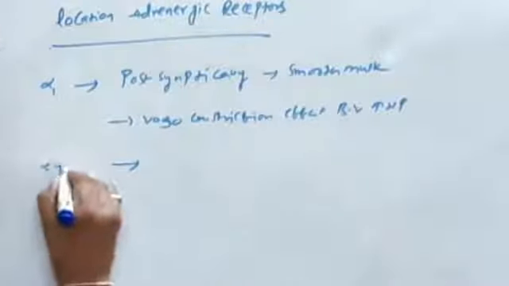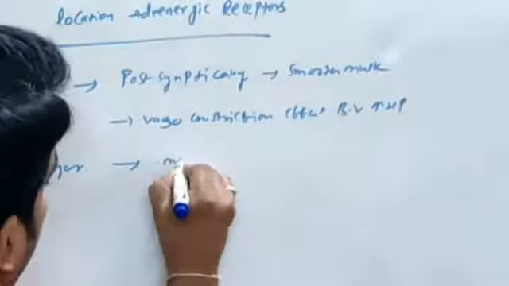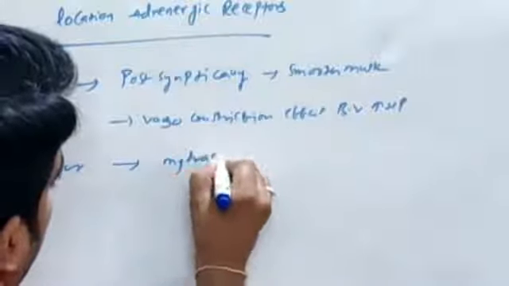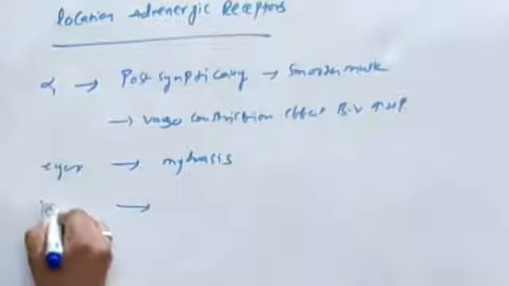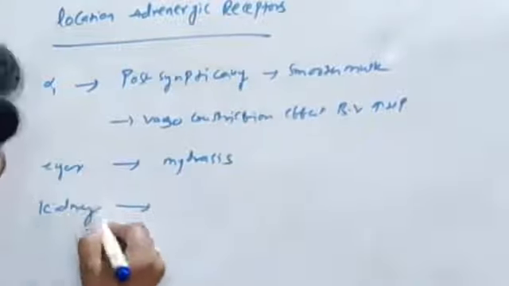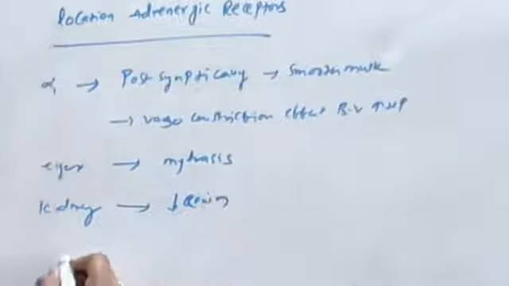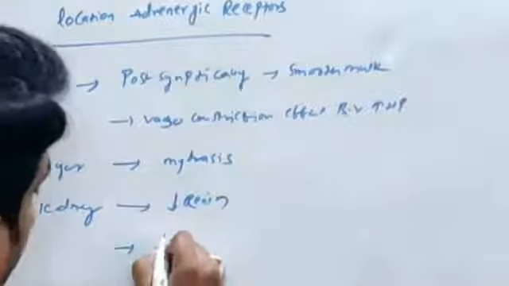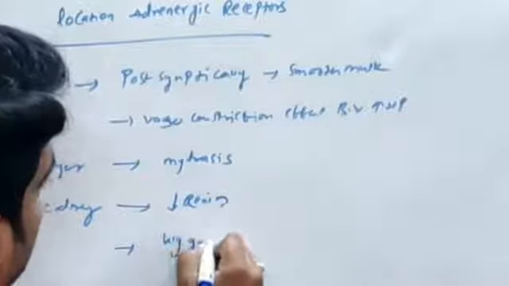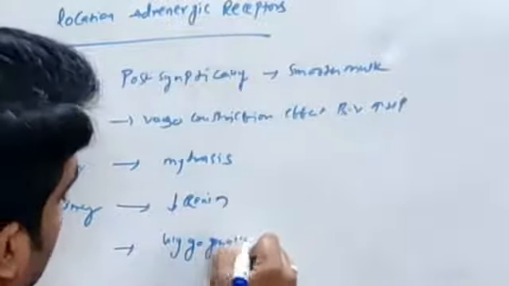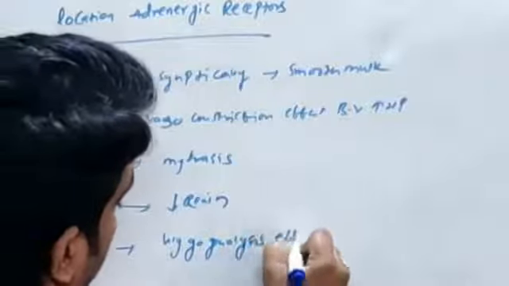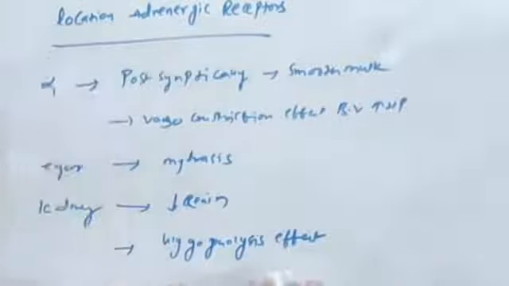They are present in the eyes: dilation effect of the eyes, that is the mydriasis effect. They are present in the kidneys: decrease in renin release. Also the glycogenolysis effect, glycogen converts to glucose.